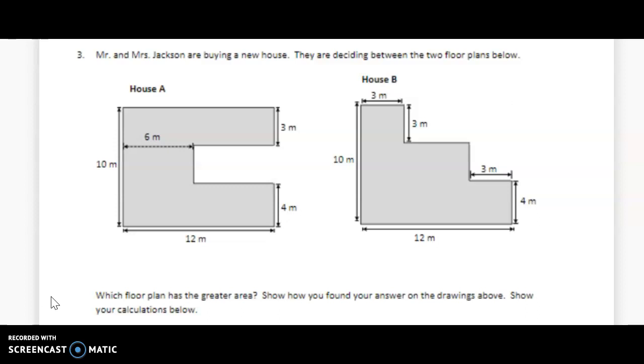Mr. and Mrs. Jackson are buying a new house. They are deciding between the 2 floor plans below. Which floor plan has the greater area? Show how you found your answer on the drawings above. Show your calculations below.